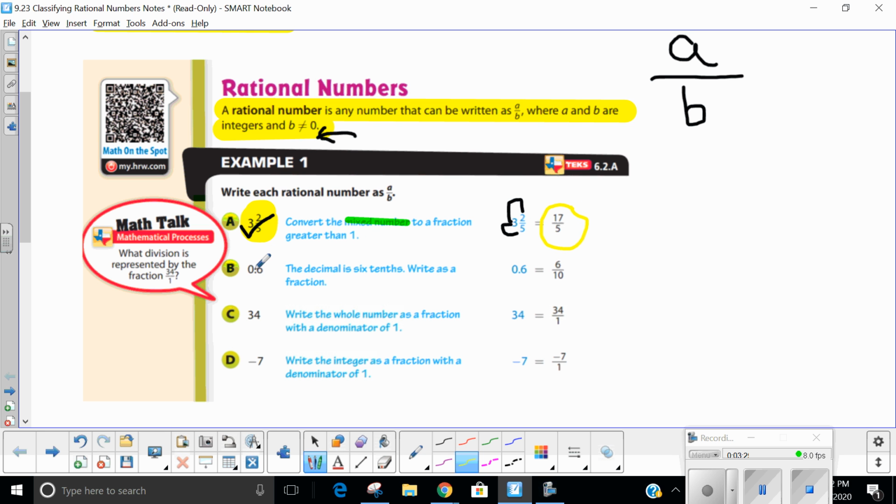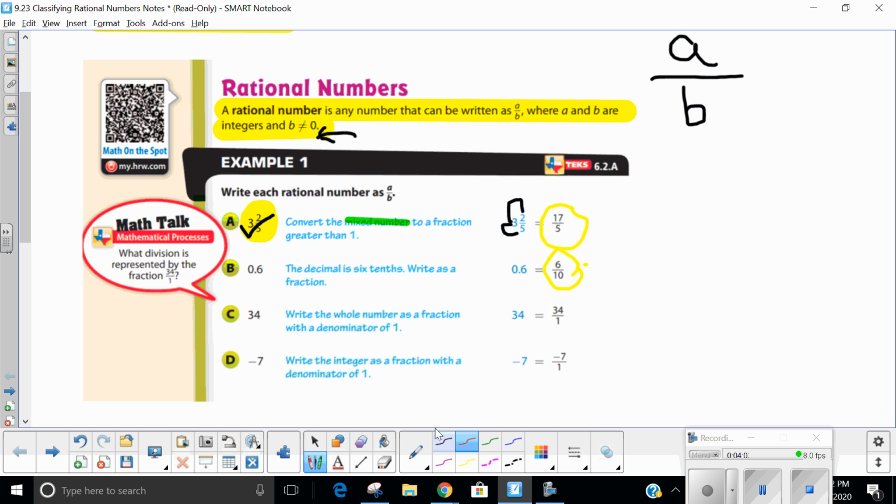So if we have 0.6, we can change that to 6 over 10 because we know 0.6 is 6 tenths. So tenths has to be on the bottom. So again, we have a decimal and we can convert it to a fraction form. So that means that's a rational number. So decimals can be converted to fractions, and that means decimals are rational numbers.